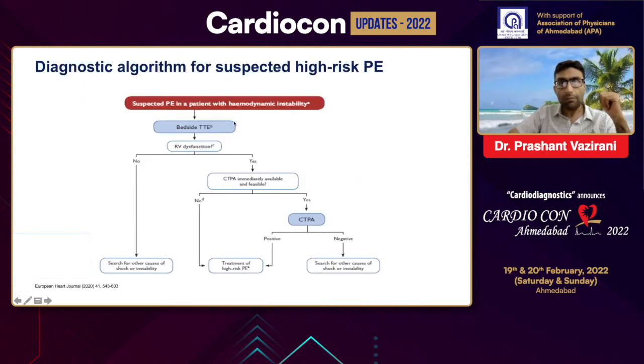So in any high risk or massive pulmonary embolism patient, a bedside TTE, transthoracic echo, should be done to check for RV dysfunction. If it is not there, you should then look for some other causes of the shock or instability. If it is there, and if your CTPA is immediately available, then you can go ahead with the CTPA. But if it is not, then you should not waste time and you should directly begin treatment for high risk PE, which is usually lysis or anticoagulation. But if you have a CTPA and if it is positive, then you treat your patient with the lysis or anticoagulation. And if it is negative, then you search for other causes.